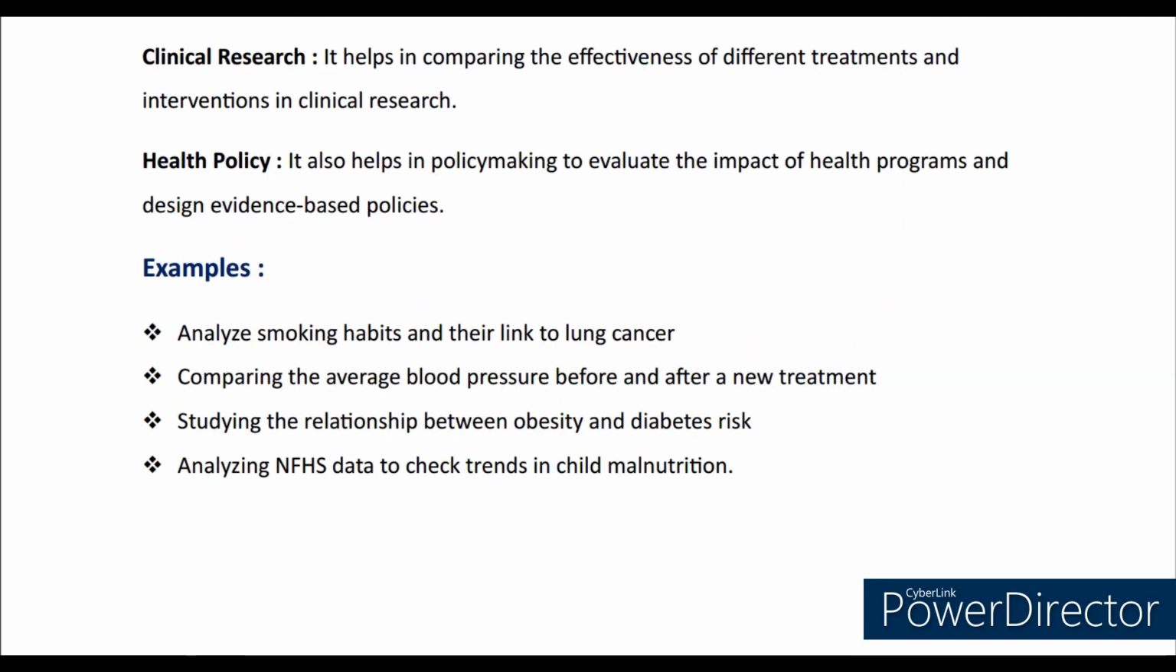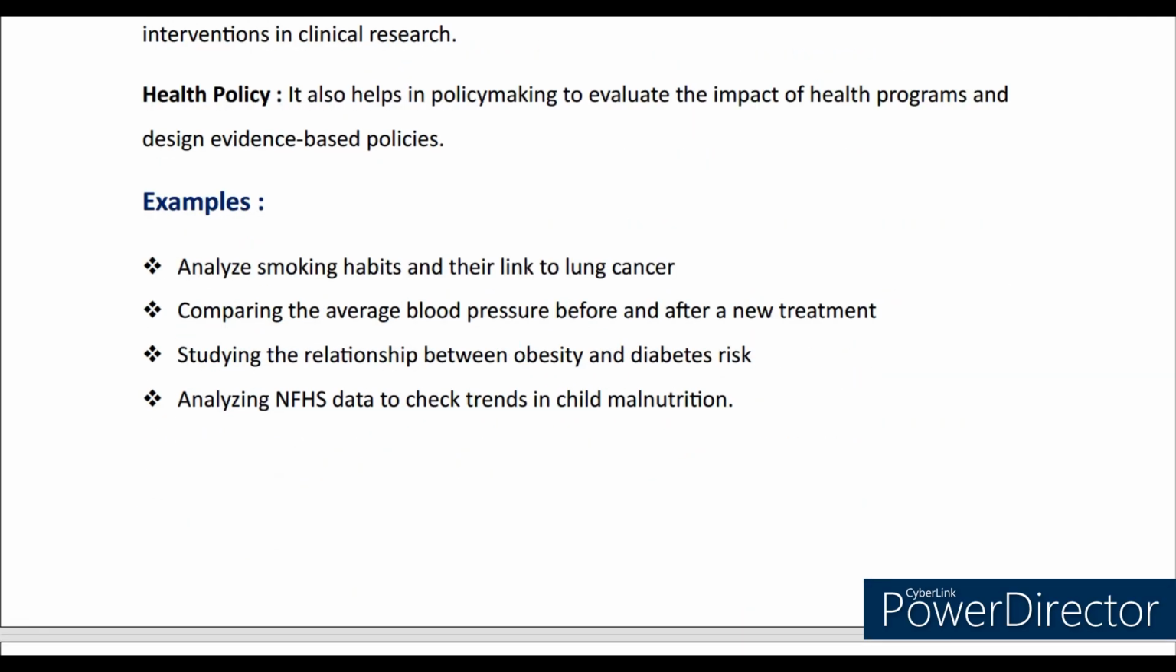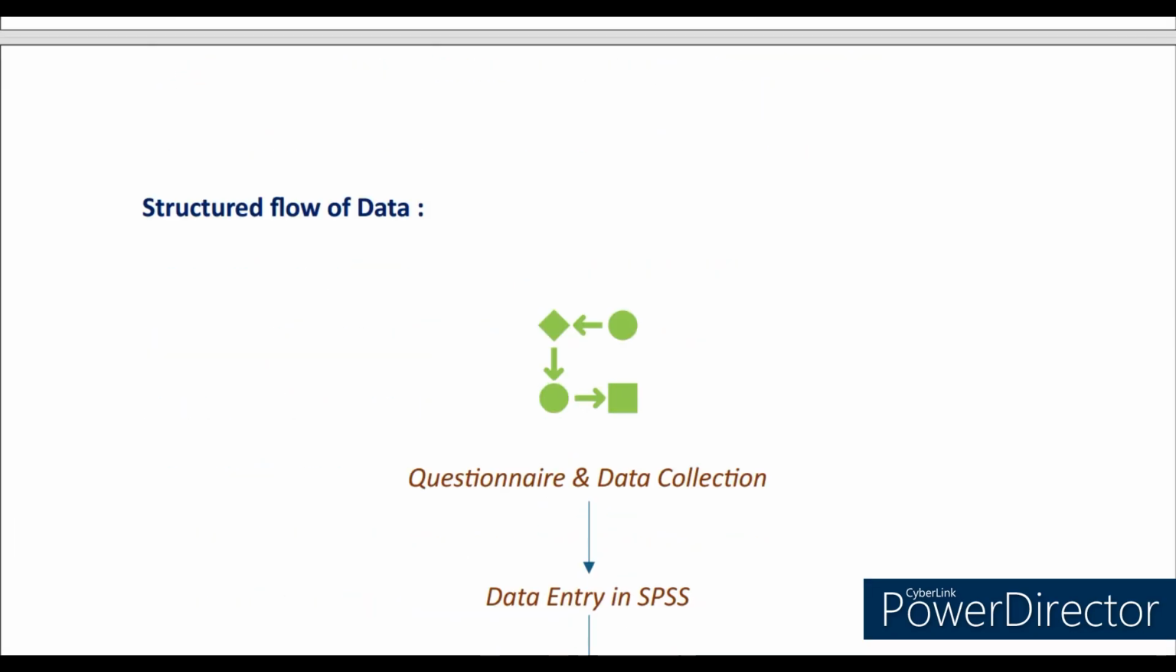So now let's look at some examples. The first example is to analyze smoking habits and their link to lung cancer. Next example, to compare the average blood pressure before and after a new treatment. Other examples include studying the relationship between obesity and diabetes risk and analyzing NFHS data to check trends in child malnutrition. Now let's move on to the next part.